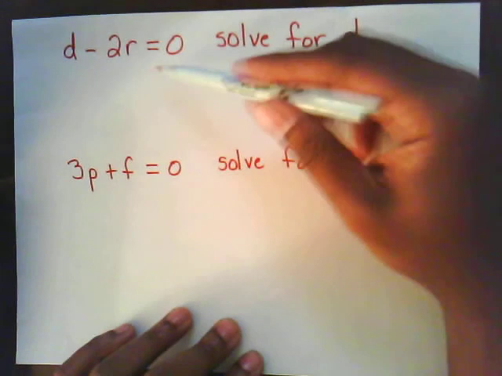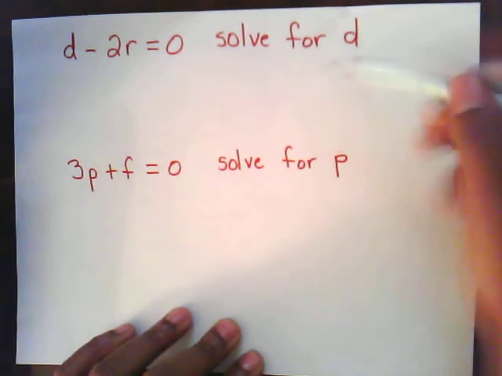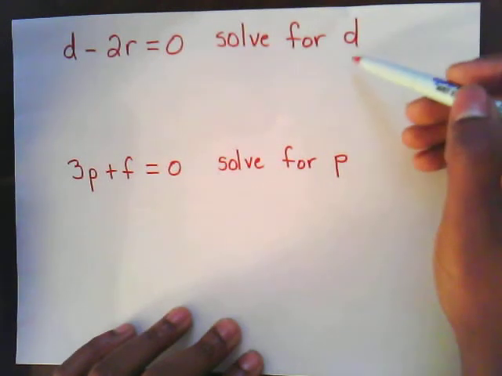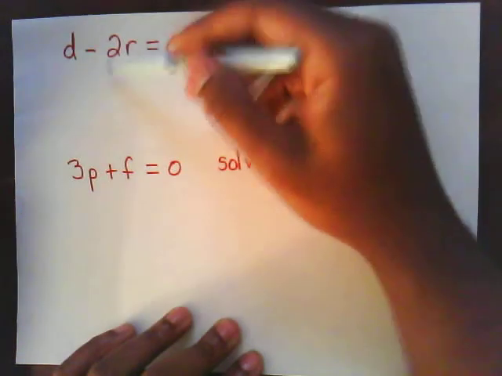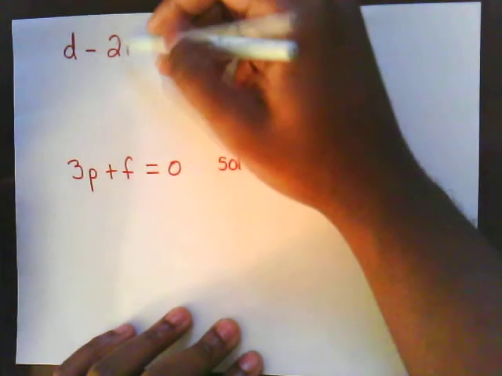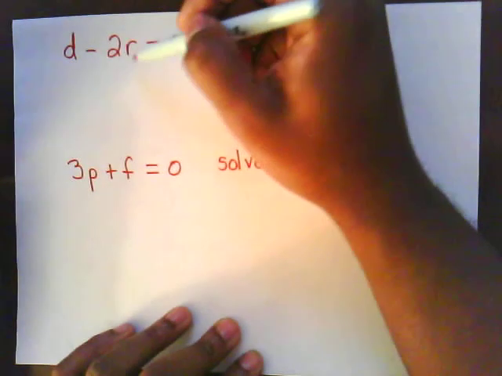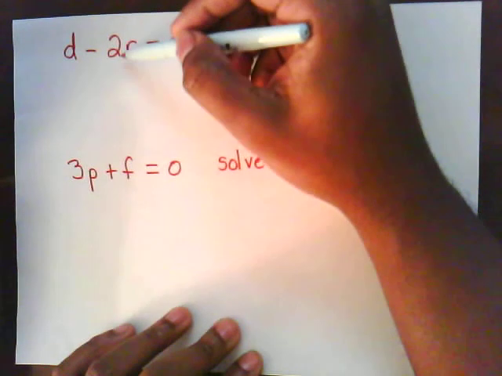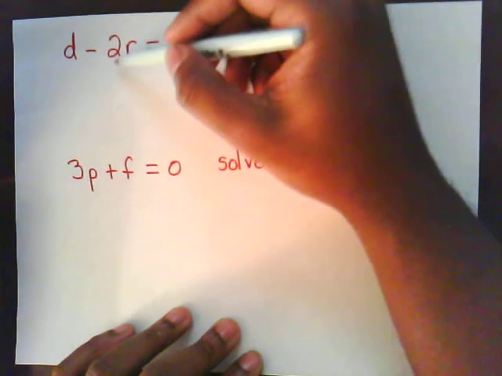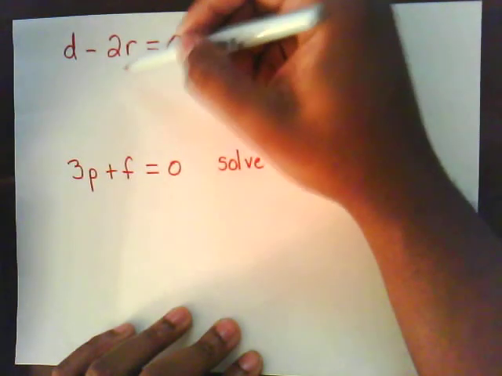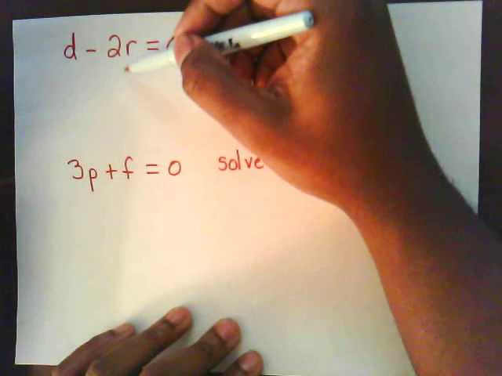D minus 2r equals 0. Solve for D. First thing you ask yourself is, what can I move away from the variable we're looking for? Over here, we can move that 2r away. The reason we can treat 2r as one term is because we're not looking for an element within this term, meaning we're not looking for 2 and we're not looking for r. Whenever that's the case, you add or subtract to move that term to the other side.